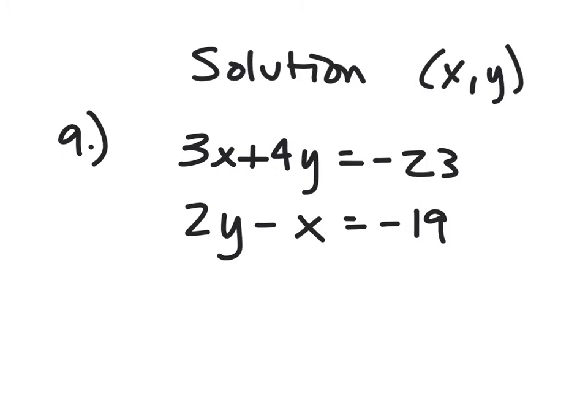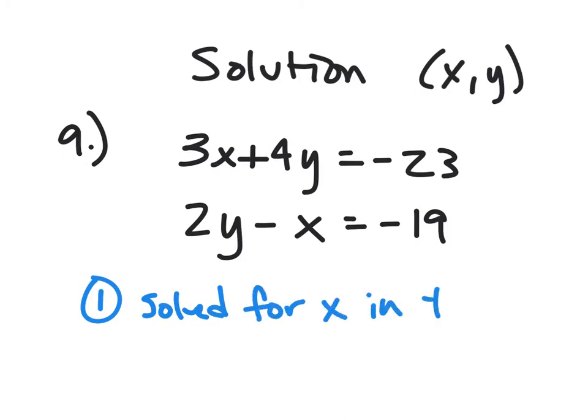Okay. Now, in this problem, what I notice is that this is not in slope-intercept form. It's not y equals mx plus b, right? We have two equations in what we call standard form, meaning that the x and y are on the same side of the equal sign, okay? What I do notice is this number here, and I'm going to show you how I went about solving this. I use substitution to solve this equation, okay? What I did in my first step was I solved for x in the bottom equation.